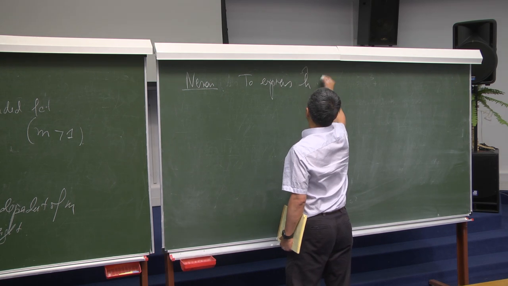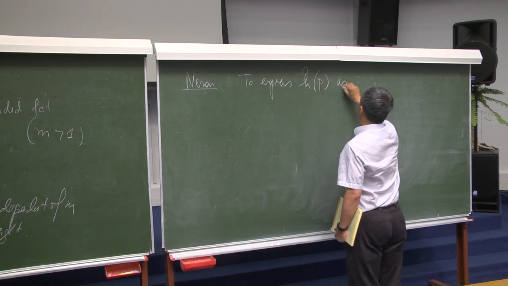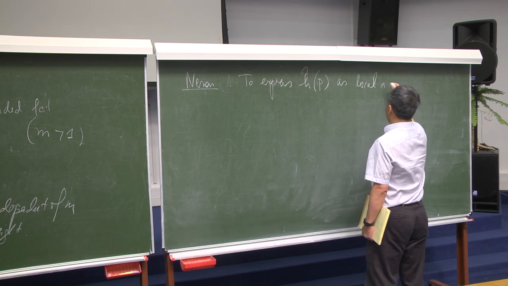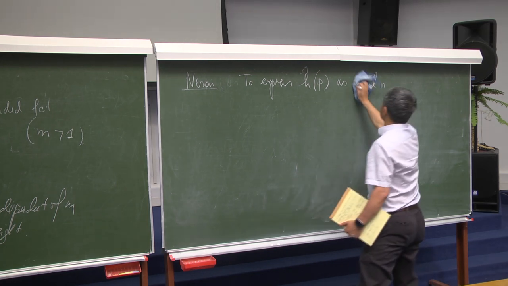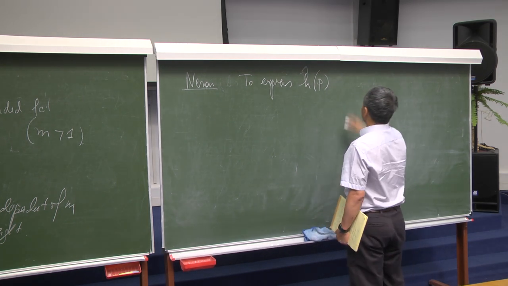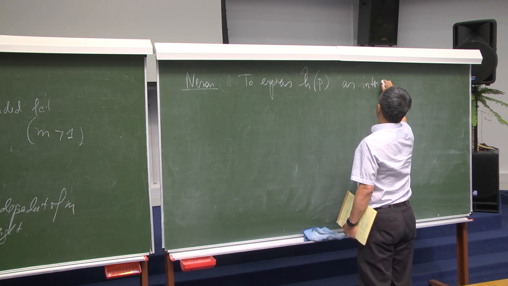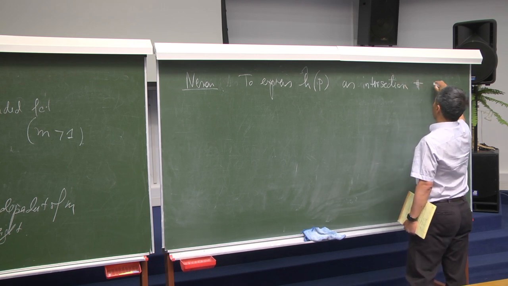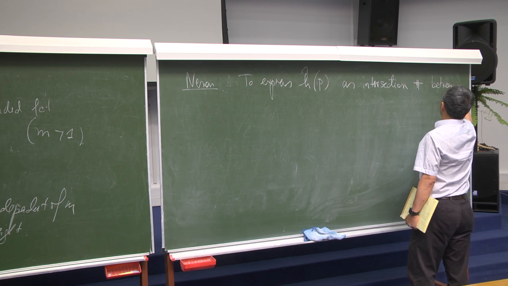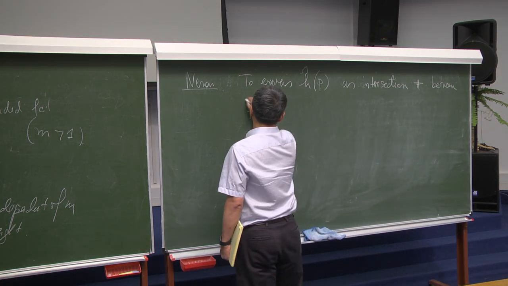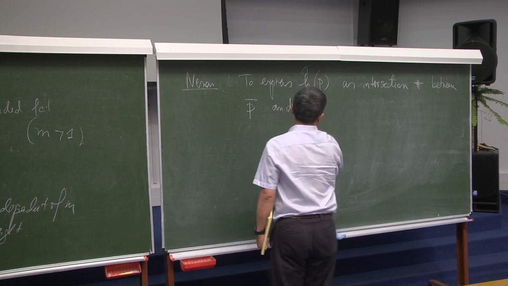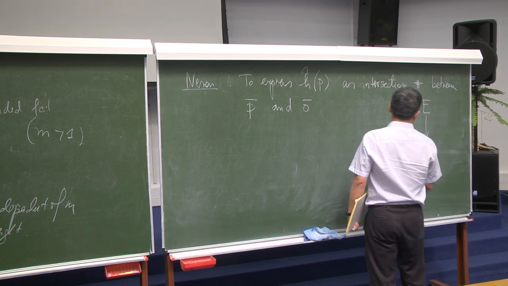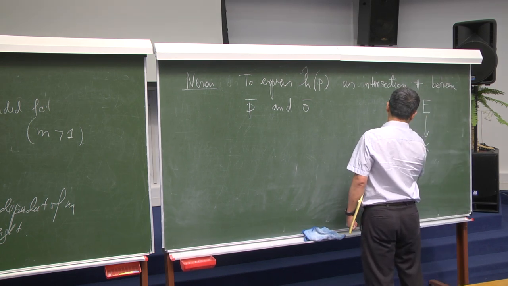So to express this, h(P) as a kind of local intersection, as a sum of intersection numbers between P-bar and O-bar. What I really mean is that if you have an elliptic curve E defined over K, then you get an elliptic surface over Spec of O_K.